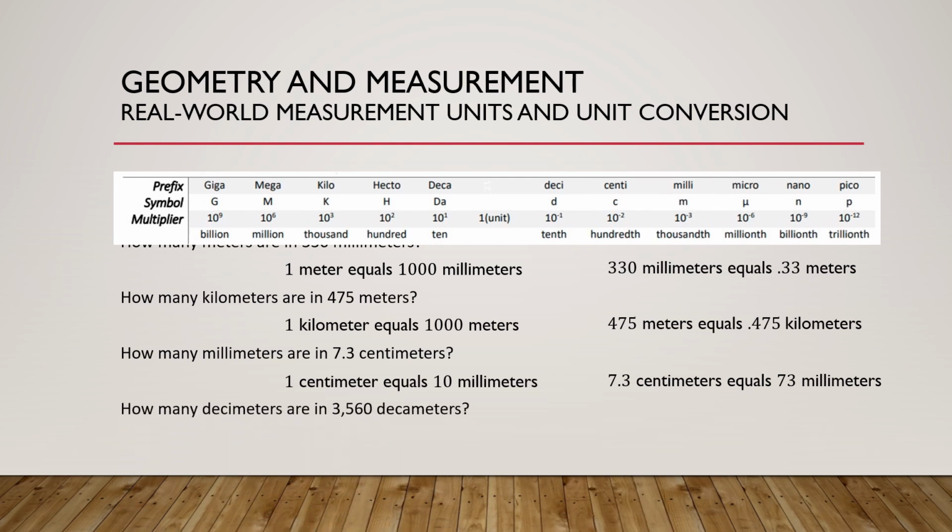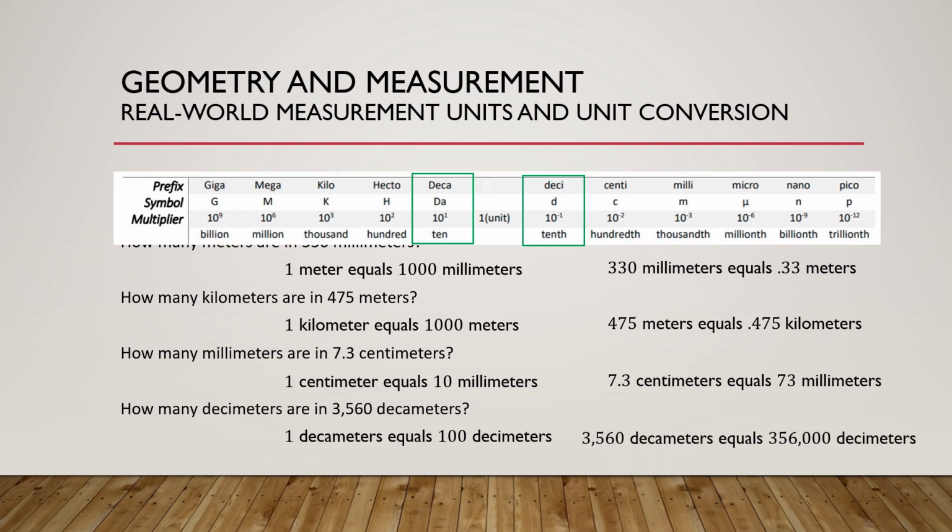How many decimeters are in 3,560 decameters? 1 decameter equals 100 decimeters, so 3,560 decameters equals 356,000 decimeters, or we move the decimal over to the right 2 spaces.